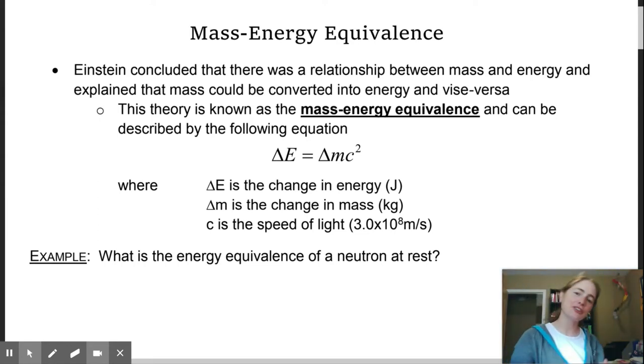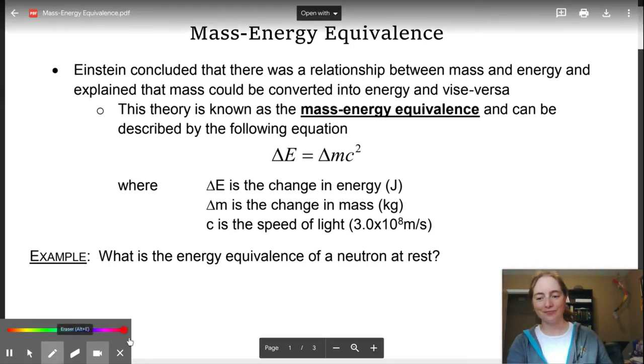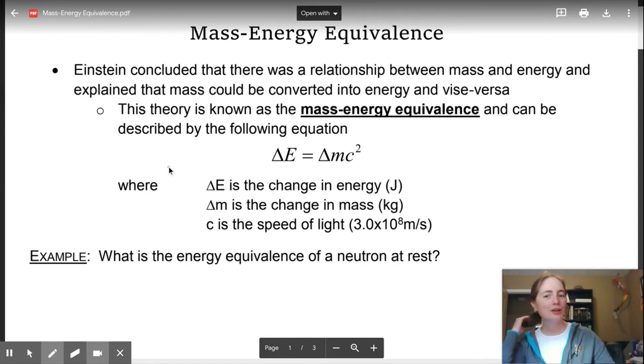So our mission for today is we're going to be looking at why nuclear reactions have such a ridiculous amount of energy released. And that is all due to mass energy equivalence. So this is where Einstein's E equals mc squared equation comes in. I always feel so smart using this equation.